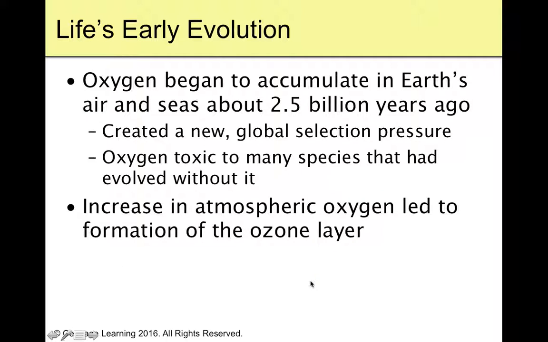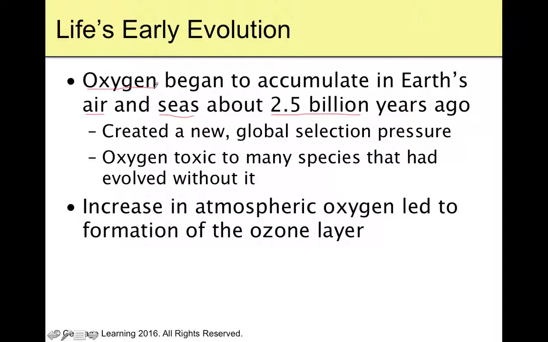And that's exactly what we do. And so we think that oxygen began to accumulate on Earth somewhere around 2.5 billion years ago. And that's going to be in the air and it's going to be in the sea because oxygen can dissolve in liquid and also, of course, be the gas in the atmosphere.